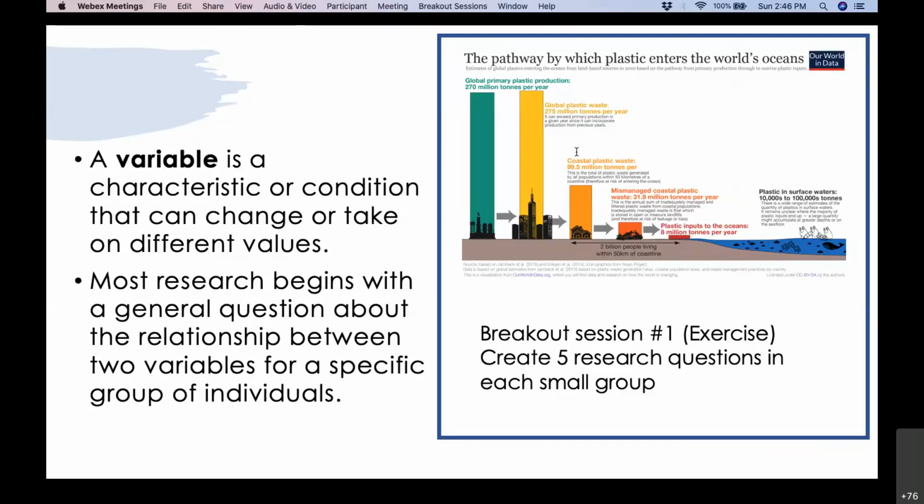How does microplastic affect marine life? The individual is no longer plastic. The individual is marine life. Right? So when we want to create questions, you have to specifically know what the target is. Then microplastic becomes the variable. So the study has to aim to find the marine life that was affected by microplastic.